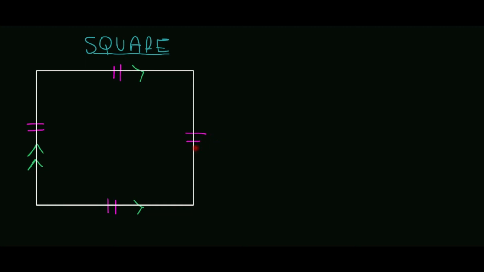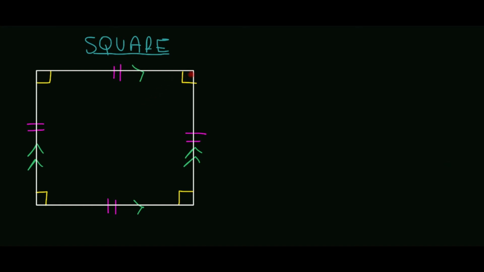And you know that something important about parallel lines is that they have equal gradients. Then again, all corner angles are equal to 90 degrees. So the angles of a square are all equal to 90 degrees.